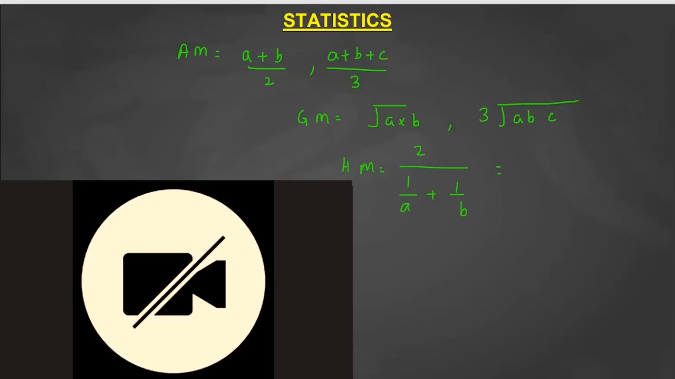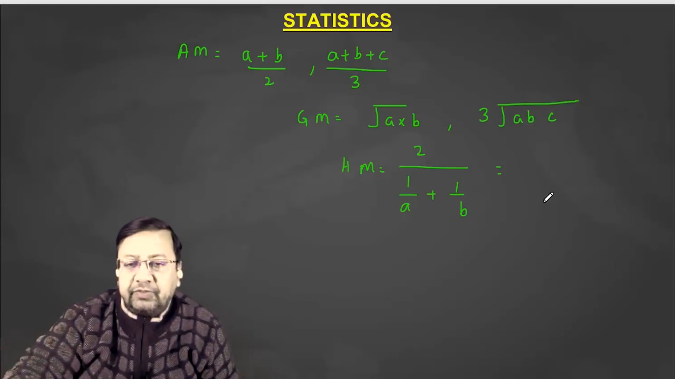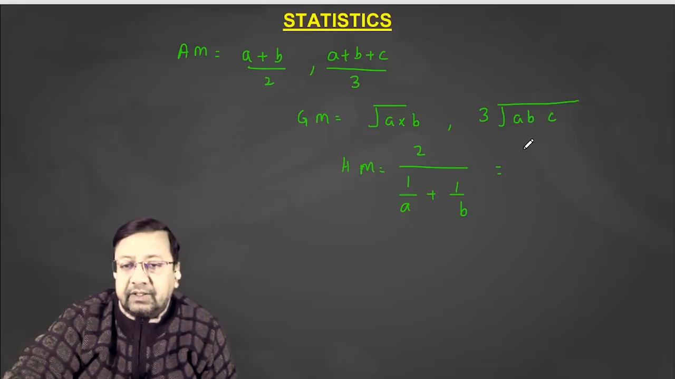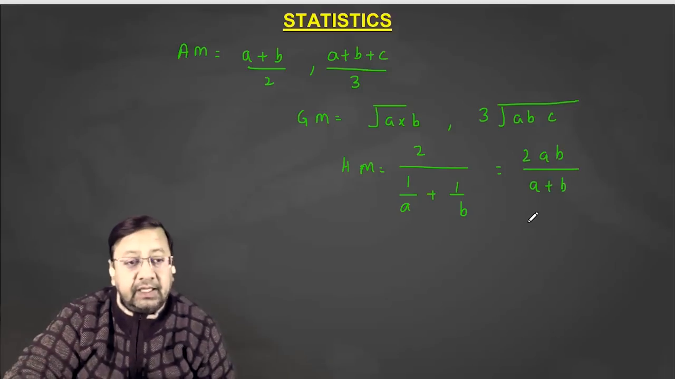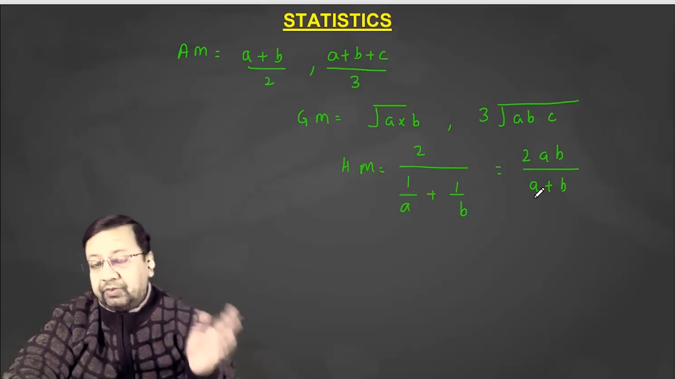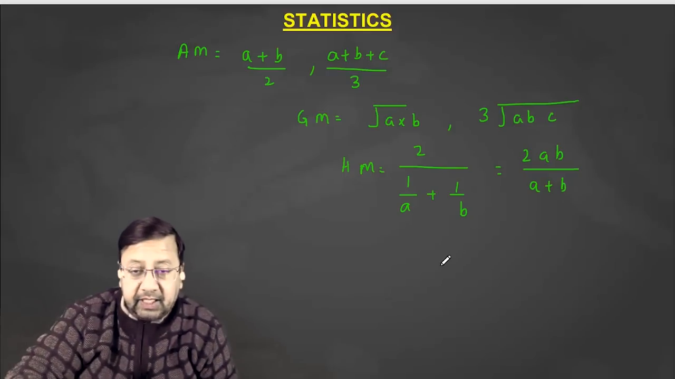Yes, absolutely correct, Sandeep. So the value here which we are getting is 2ab divided by a plus b. Yes, Shashank, so for two numbers, this is 2ab divided by a plus b.